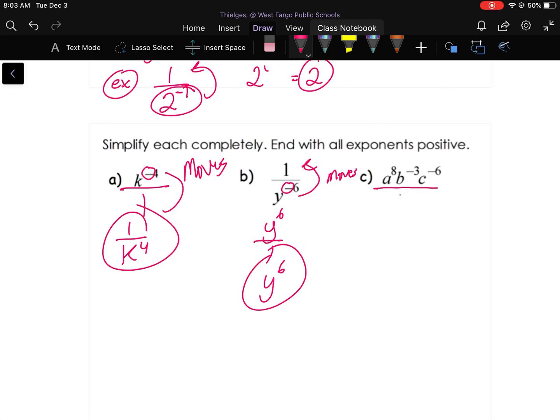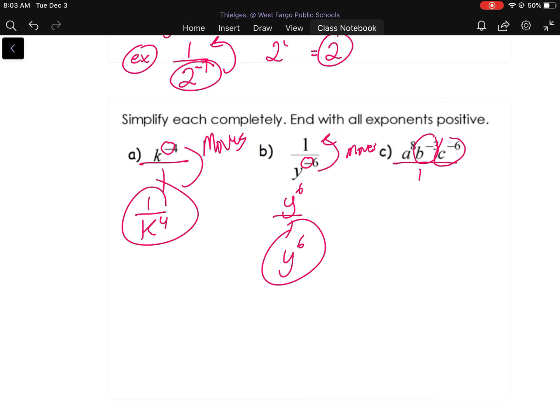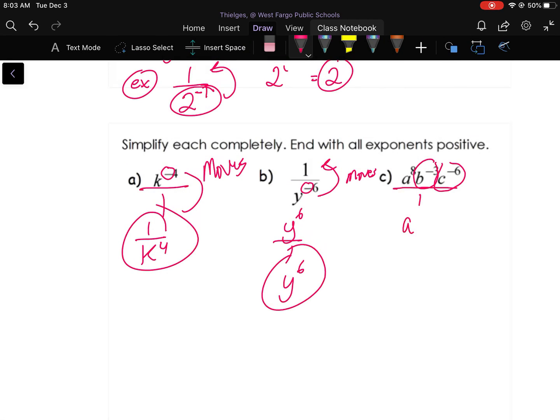Be careful. I'm going to make this a fraction, but it's only the b and only the c that move. The reason it's only those two is because they're the only ones with a negative exponent. So this a to the 8th power isn't going to go anywhere. It's going to stay on the numerator because it has a positive exponent. It's this b to the 3rd that moves down and c to the 6th that moves down.